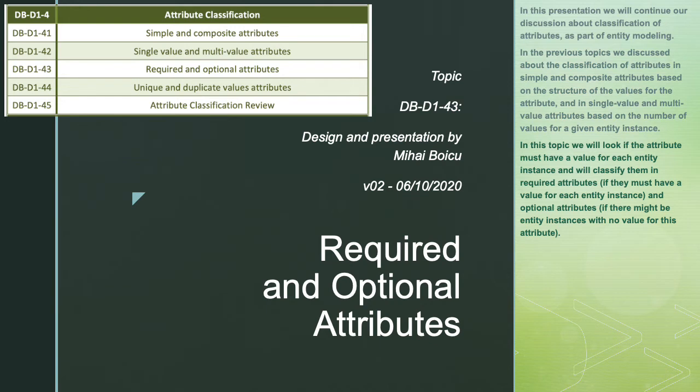In this topic, we look at whether the attribute must have a value for each entity instance, and will classify them into required attributes if they must have a value for each entity instance, and optional attributes if there might be entity instances with no value for this attribute.